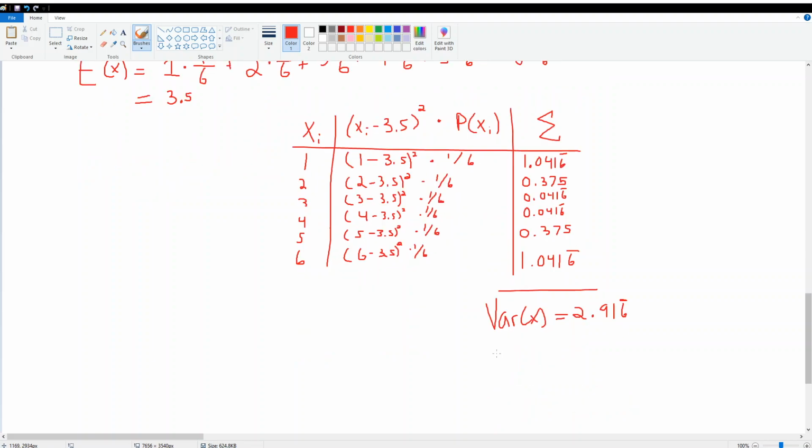And so if you want to get the standard deviation, we recall the standard deviation is equal to the square root of the variance. So that's the square root of this, which now we're going to just straight up round it. 1.708. Which means we have a standard deviation of about 1.7 pips.